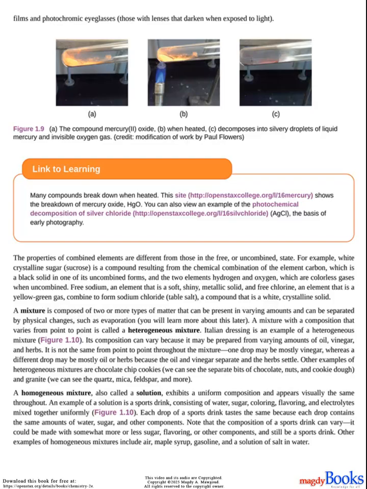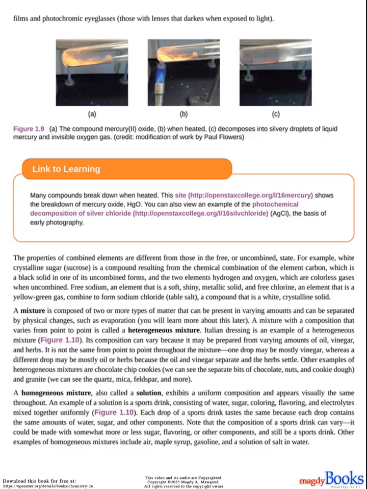The properties of combined elements are different from those in the free, or uncombined, state. For example, white crystalline sugar, sucrose, is a compound resulting from the chemical combination of the element carbon, which is a black solid in one of its uncombined forms, and the two elements hydrogen and oxygen, which are colorless gases when uncombined. Free sodium, an element that is a soft, shiny, metallic solid, and free chlorine, an element that is a yellow-green gas, combine to form sodium chloride, table salt, a compound that is a white, crystalline solid.